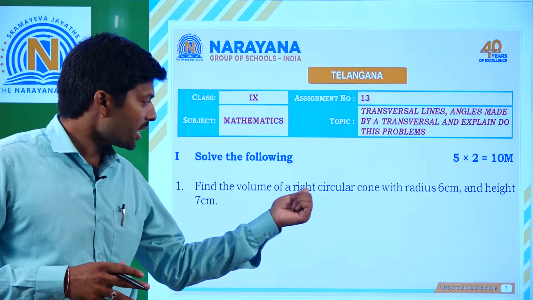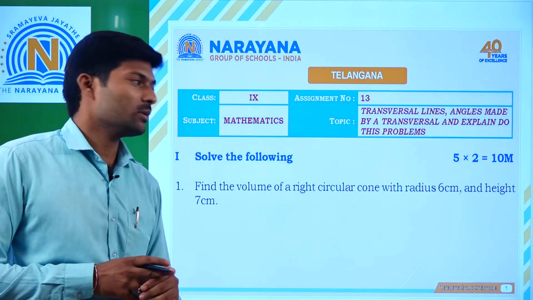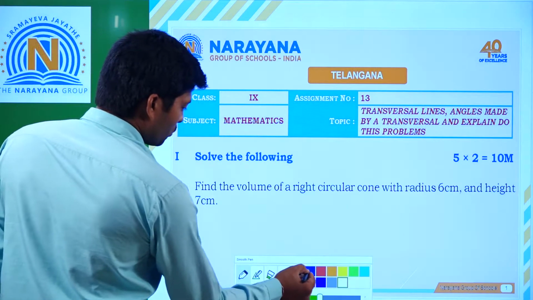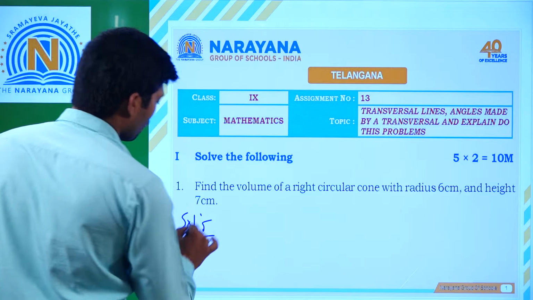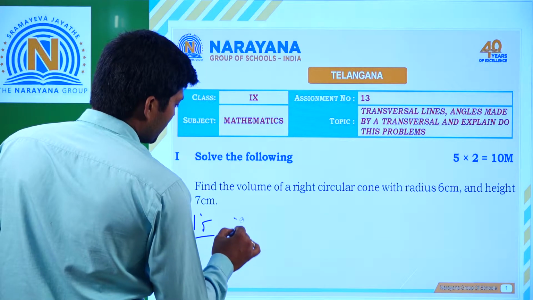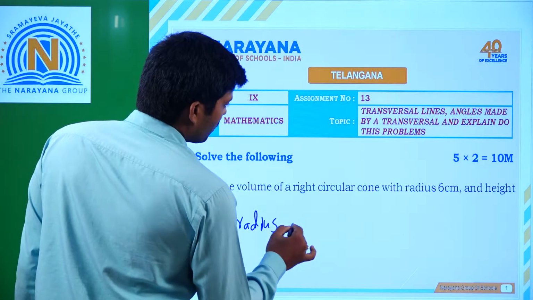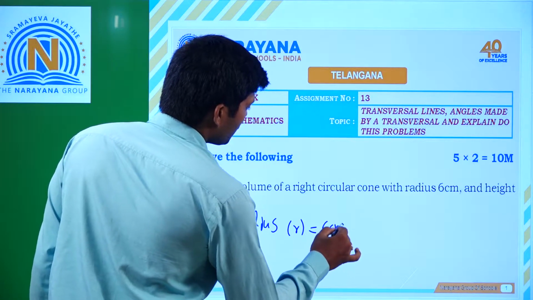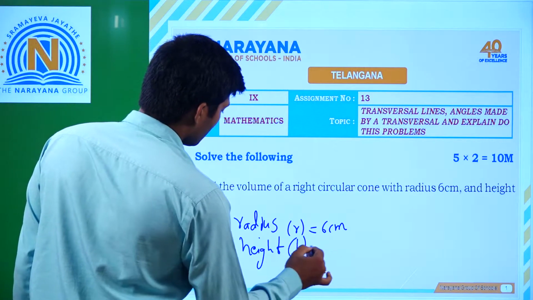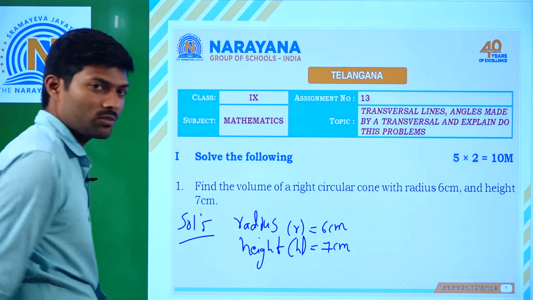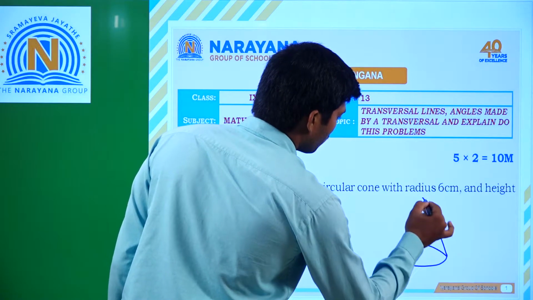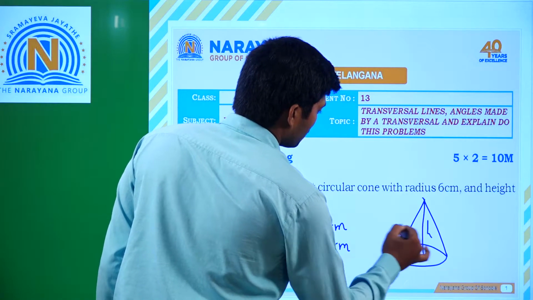Find the volume of a right circular cone with radius 6 centimeters and height 7 centimeters. First of all, what is the volume of a right circular cone? The given data: r is equal to 6 centimeters, h is equal to 7 centimeters. Based on these two, we have to find the volume of the right circular cone.